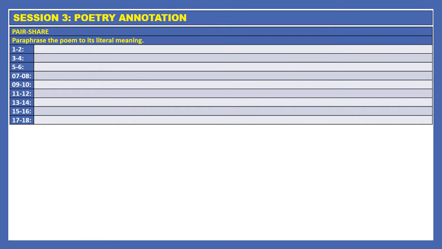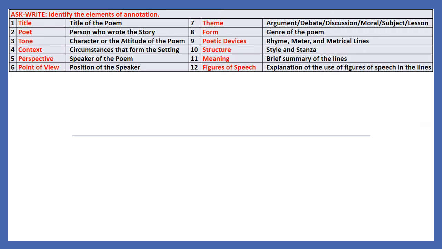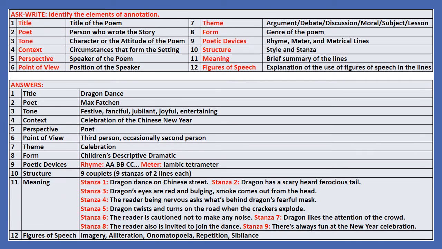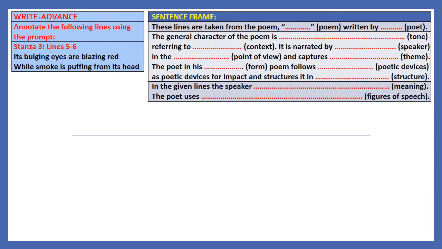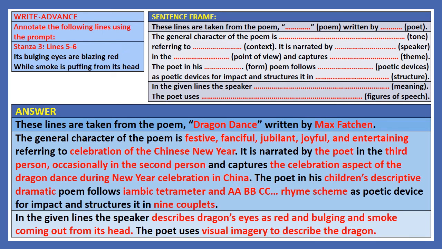Session 3 starts with a task that encourages you to interpret the poem and paraphrase the poem's literal meaning. Take time to identify the elements of annotation, such as tone, context, perspective, point of view, theme, form, and structure. Use the identified elements of annotation to annotate the given lines. You can use the given sentence frame to guide you.